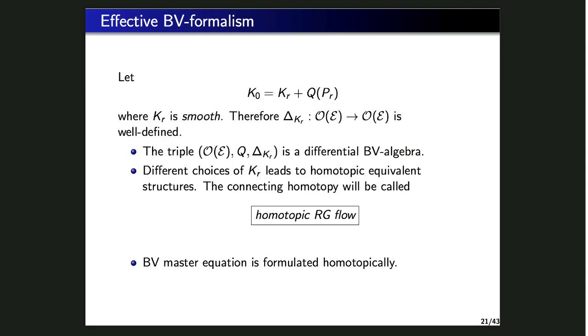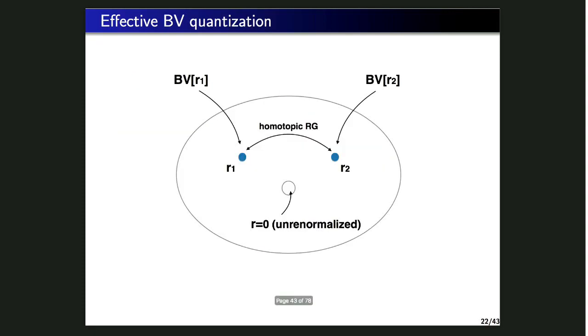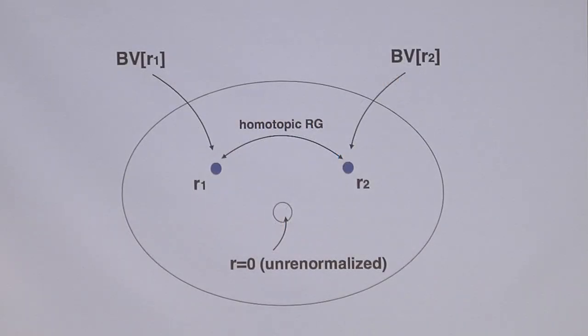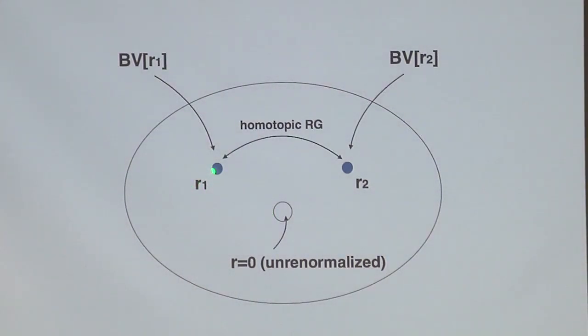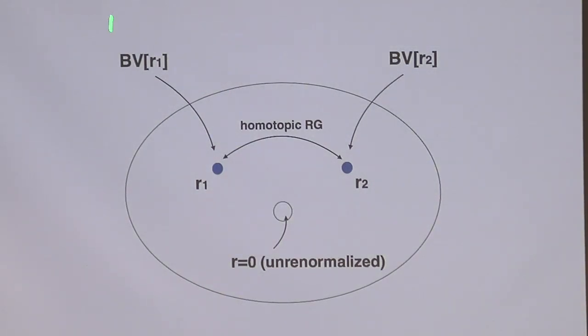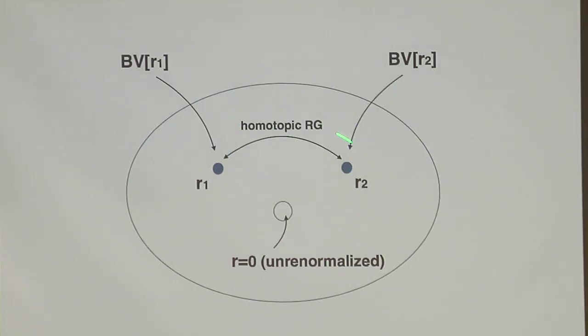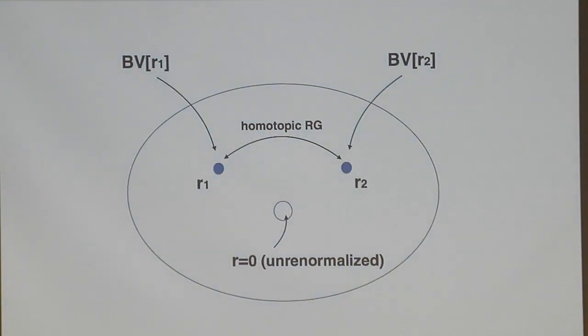So here's the cartoon for the situation. This is the original point where we want to do the quantization, which is ill-defined because of this UV divergence, a renormalized point. Then you go to a nearby point, choose some kind of regularization, get a well-defined BV structure, and try to solve quantization there. And we have to study all the possible regularizations, and any two of them are related to each other by some homotopic equation.